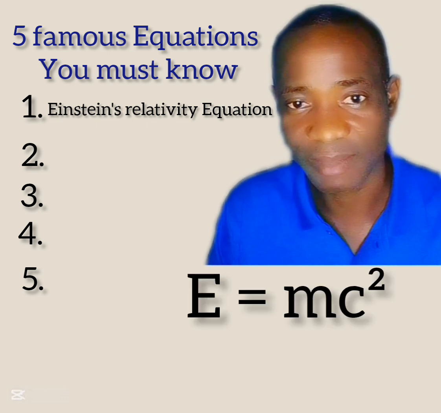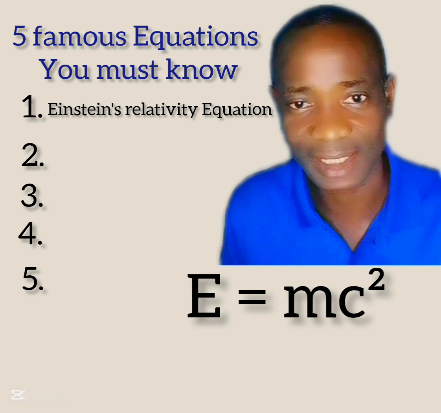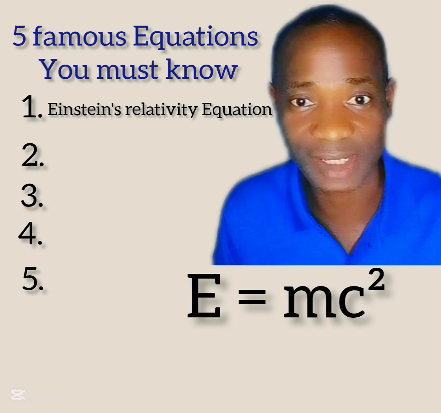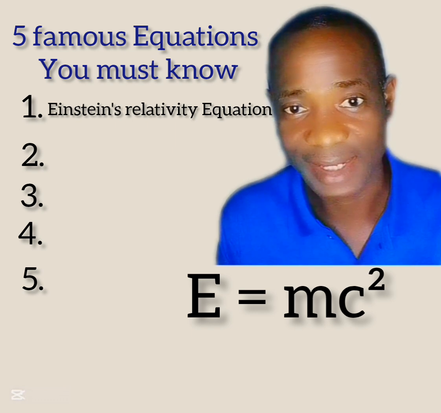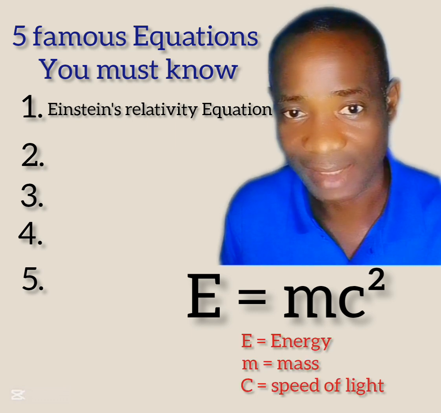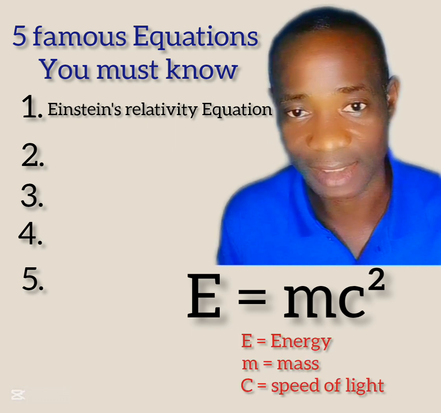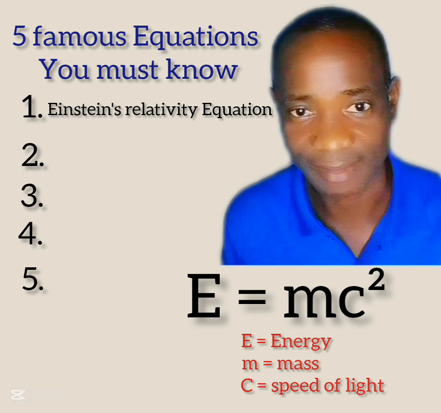E equals mc squared. In fact, this is one of the most famous equations that you shouldn't struggle to remember, where E is the energy, m is the mass, and c is a constant known as speed of light.